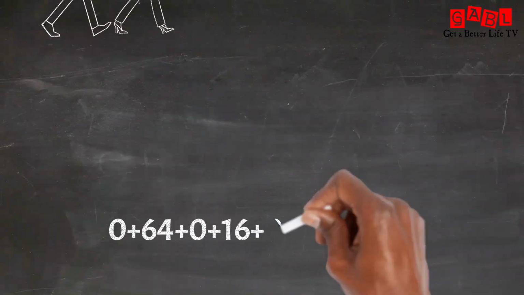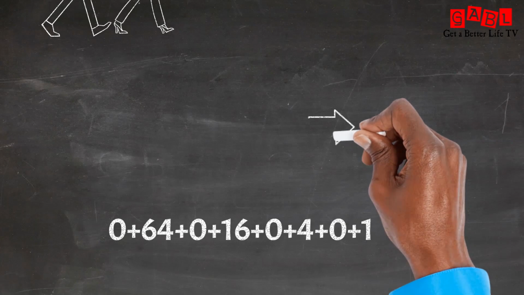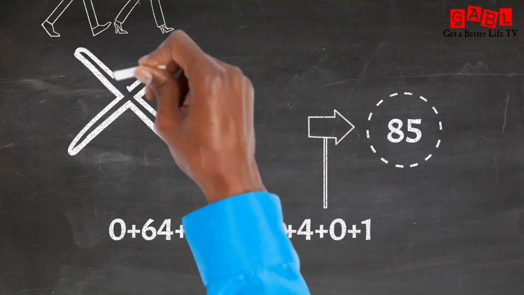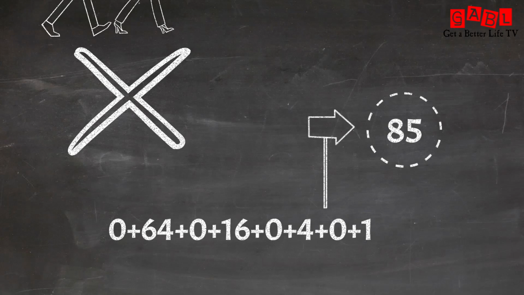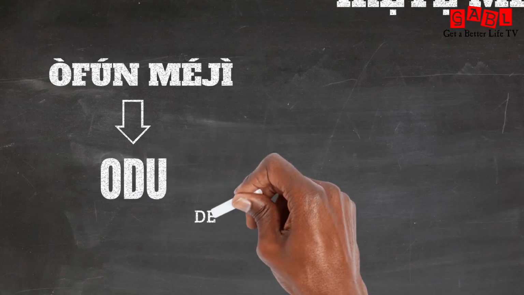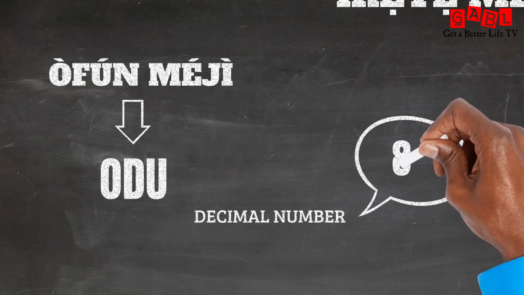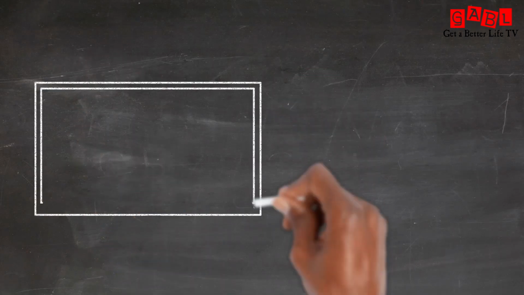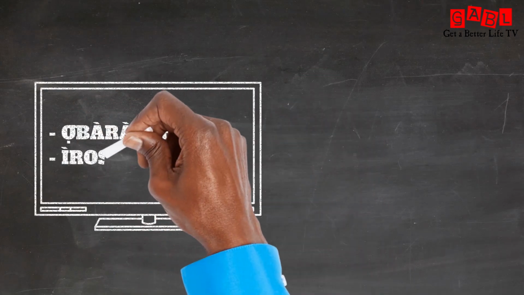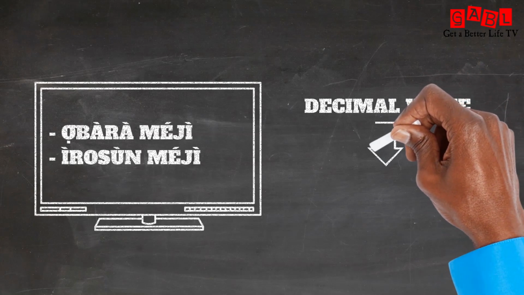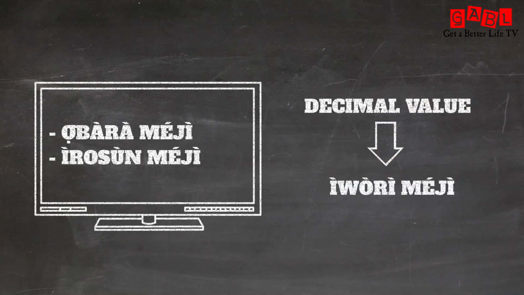This calculates to 0 plus 64 plus 0 plus 16 plus 0 plus 4 plus 0 plus 1, which sums up to 85. So, Ofumeji, the Odu of purity, creation, and the divine bread, corresponds to the decimal number 85. Also, this is very interesting as well, as we saw with Obara Meji and Irosun Meji earlier. This pattern and its resulting decimal value are identical to Iwori Meji.